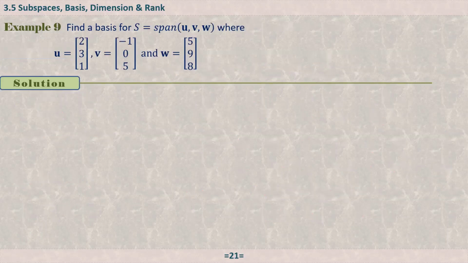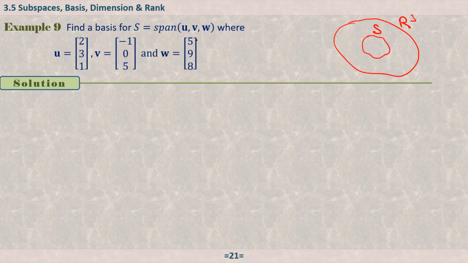Okay, so another example here: find a basis for S equals span of U, V, W, where U equals this, V equals this, and W equals this. Here we are talking about three-dimensional space, and a subspace S. This subspace is spanned by these three vectors. Because it is spanned by these vectors, we don't have to show that they span this subspace. We only have to show that these vectors are linearly independent.